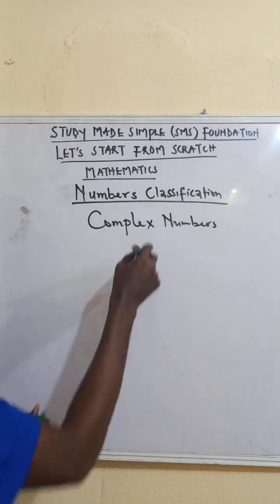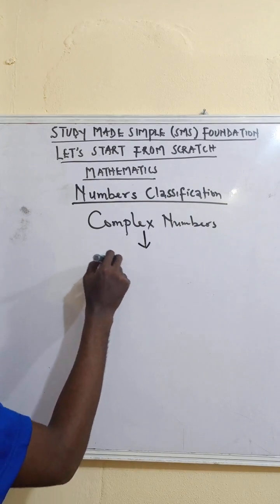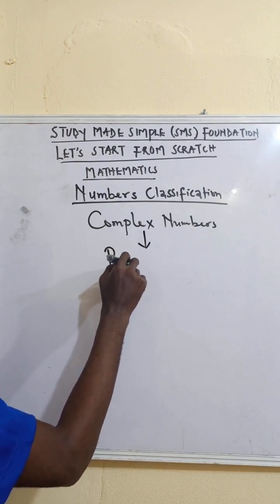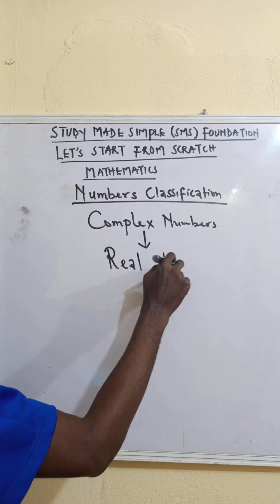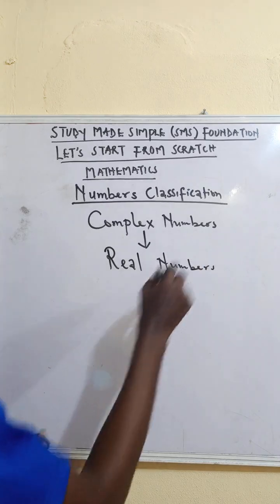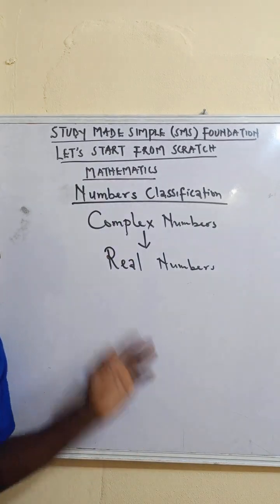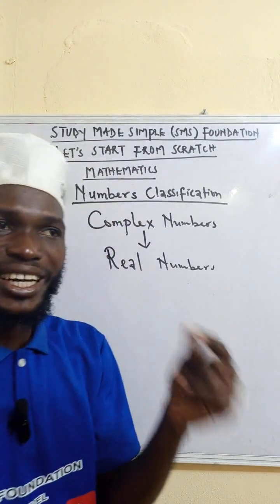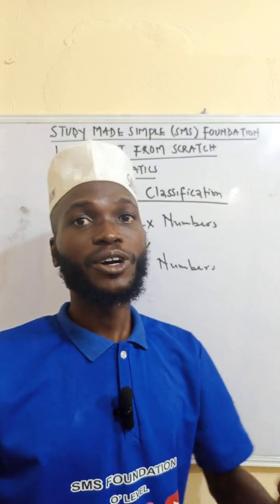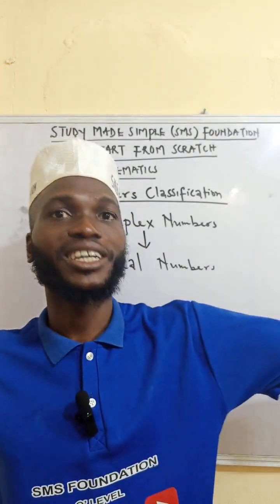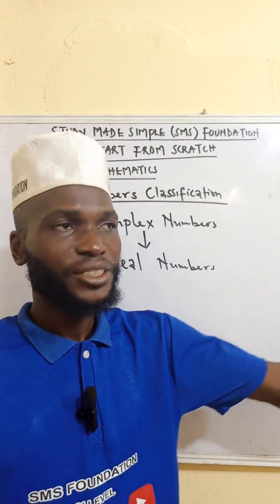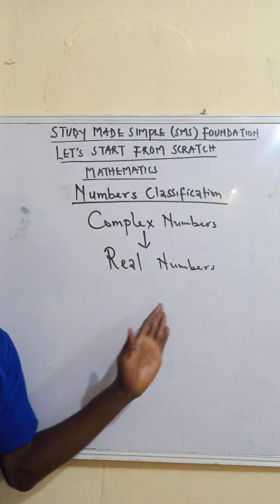So entirely, this set contains the set of real numbers. Real numbers are completely inside this one. Real numbers are numbers that we can experience in our own real world, that is, numbers that can be represented on a number line. So we'll come back to everything.